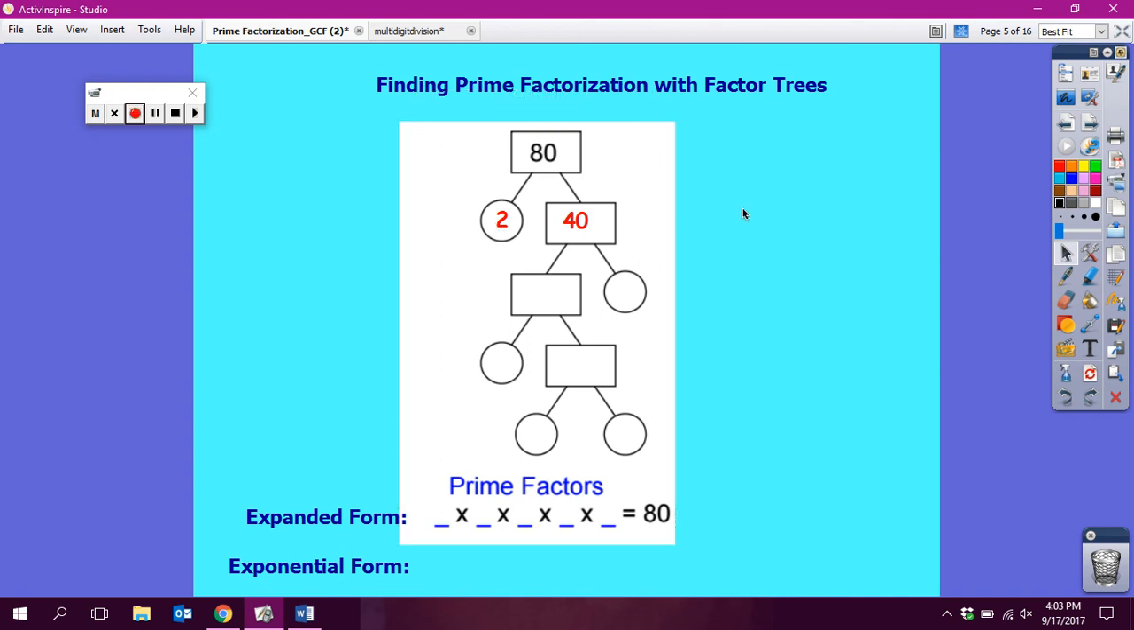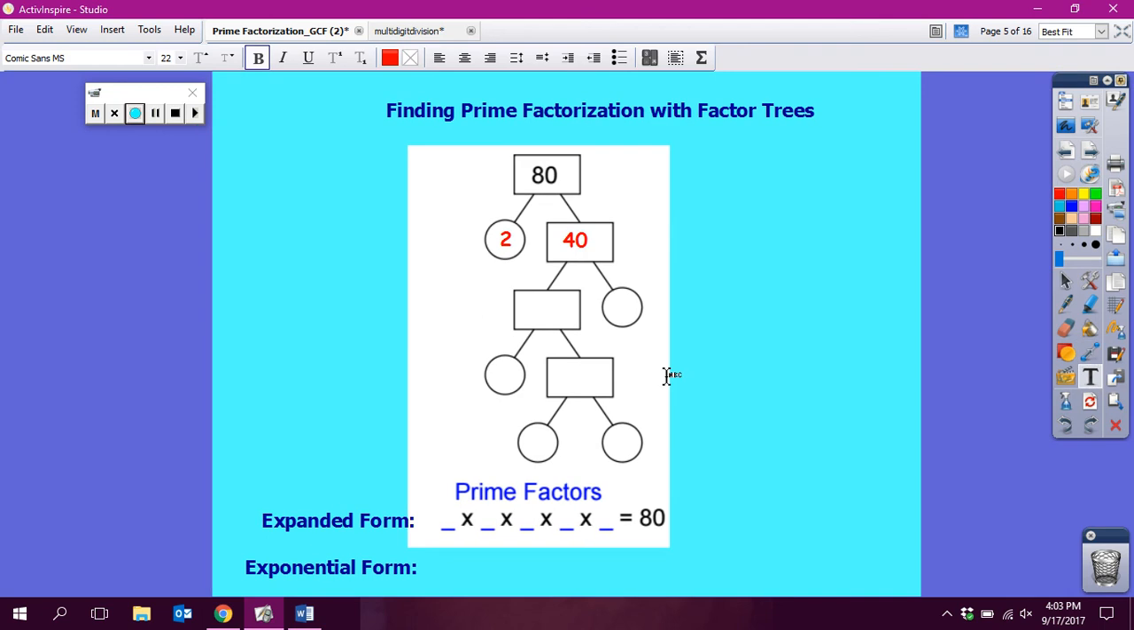because it is prime. You don't want any 1s in your factor tree. Do not put any 1s in your factor tree. There is one exception to that rule, and it's when you're dealing with a prime number already. So now I want to go and break down this 40 because it's still composite.